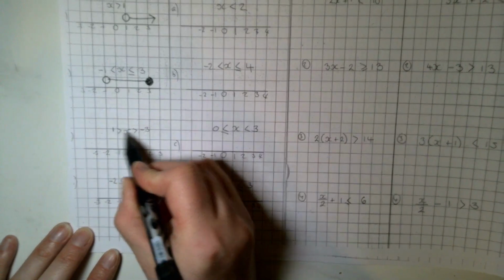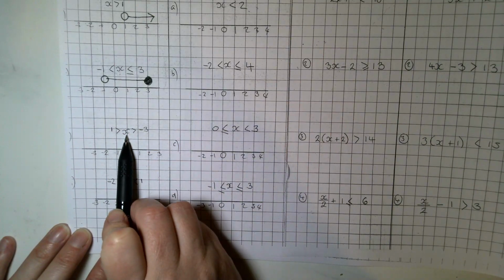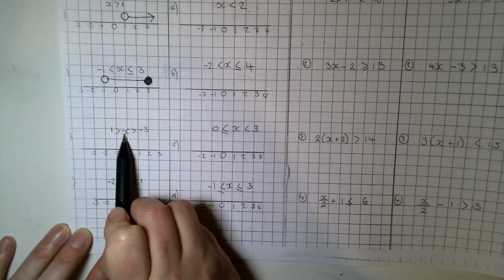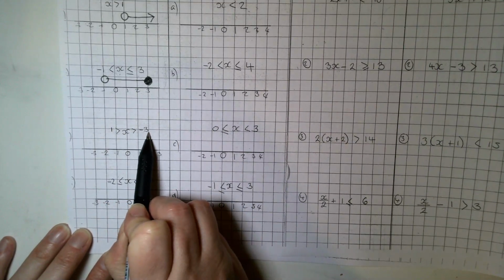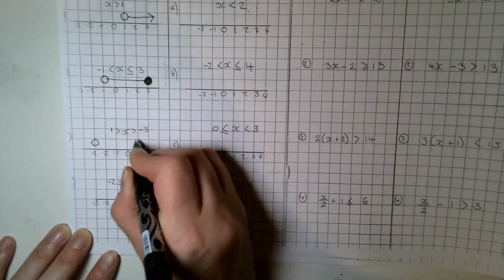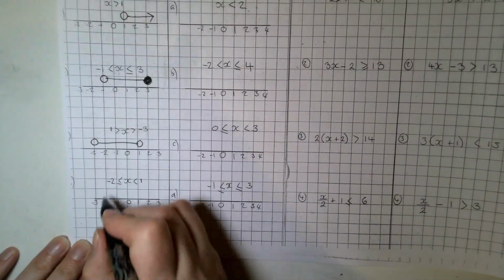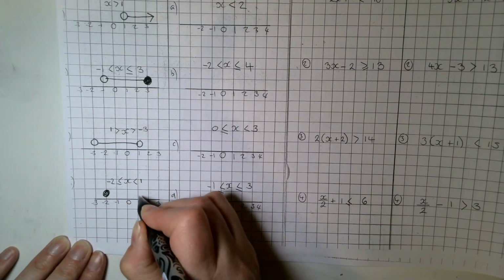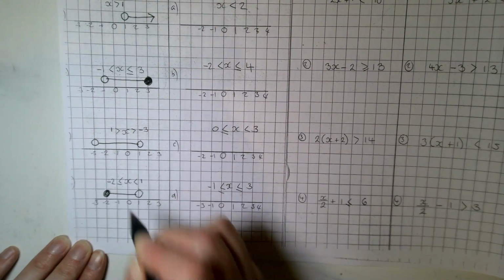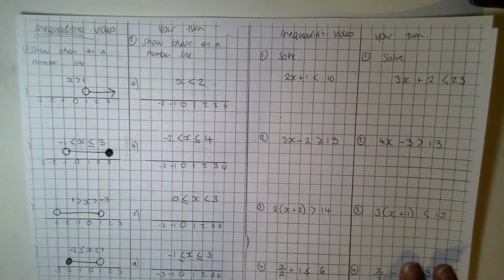This one seems to be going a little bit backwards. It just is being read the other way, really. It's just saying 1 is greater than x, which is greater than -3. So -3 is the smallest one, 1 is the biggest one, can't equal them, a line between the two. And then this one, it can equal -2, it can't equal 1, and a line between the two. So press pause and have a go at these ones, press play when you're ready.